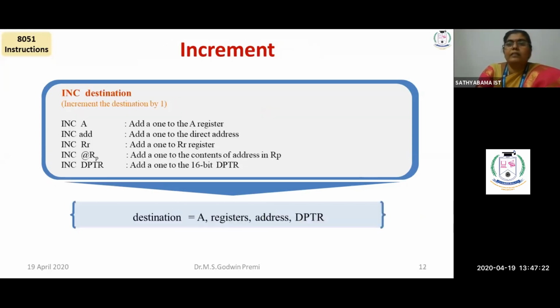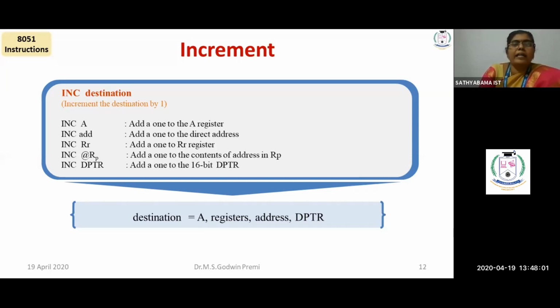Then the next set of instructions is the increment, which performs incrementing: INC destination. So here increment means it is incrementing the destination by 1. INC A. So here A is the destination. A is the accumulator. Add 1 to the A register. So the contents of the accumulator are incremented by 1. INC ADD. This is the address. So the content of the direct memory address is incremented by 1.